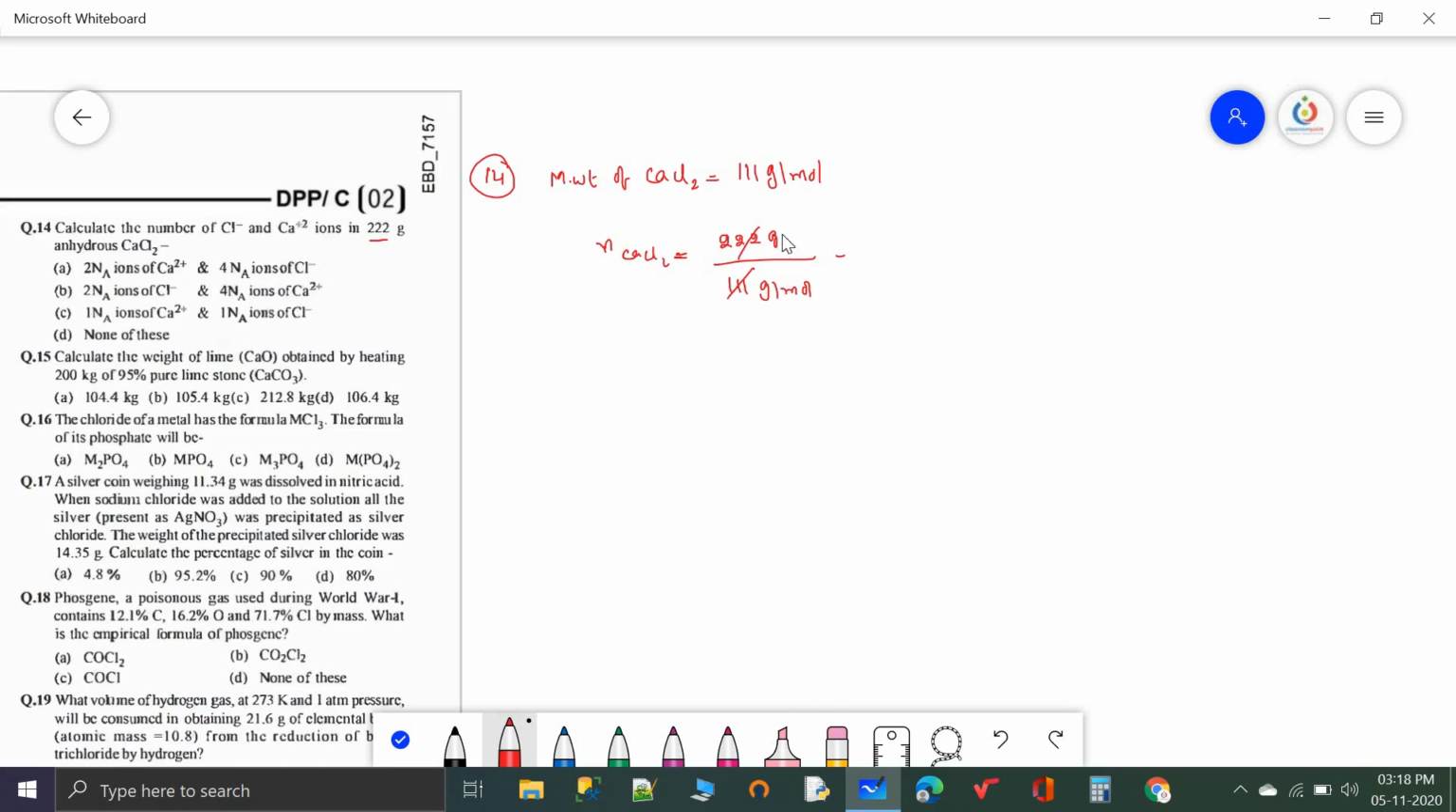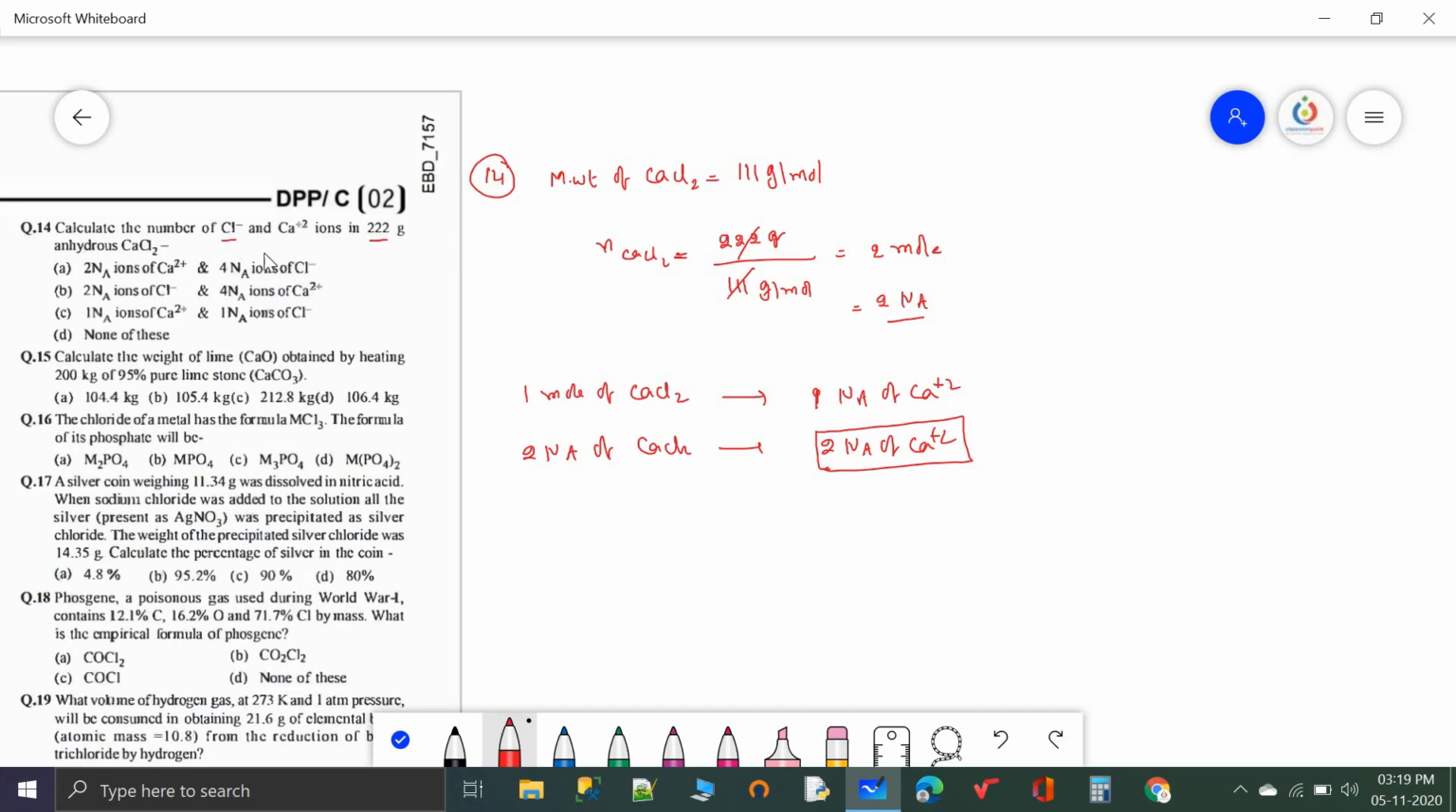So the grams also get cancelled. You get 2 moles. 2 moles can be written as 2 into Na. So here 1 mole of CaCl2 will have 1 Ca plus 2 ion. 1 mole of CaCl2 can release 1 Na of Ca plus 2 ions. Then 2 Na of CaCl2 will have 2 Na of Ca plus 2 ions. So regarding Ca plus 2 ions, it is 2 Na.